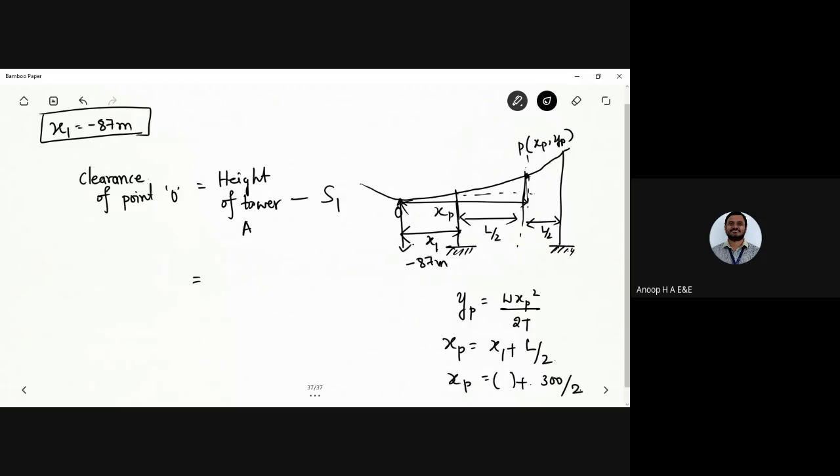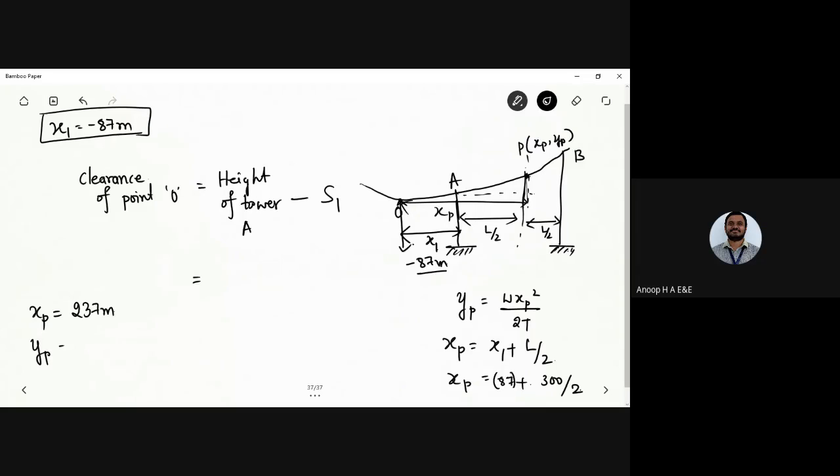Do we need to put the negative distance or the positive distance? Negative distance means it is just away from tower A. This is tower A and this is tower B, so we cannot say it has moved by minus 87 meters. It is towards the left of tower A. So you need to take only the magnitude, because distance cannot be negative. So Xp is 237 meters.